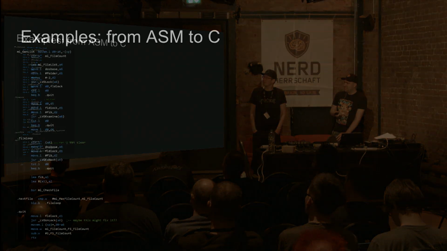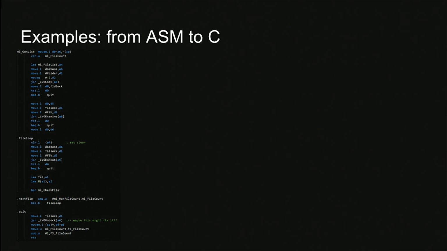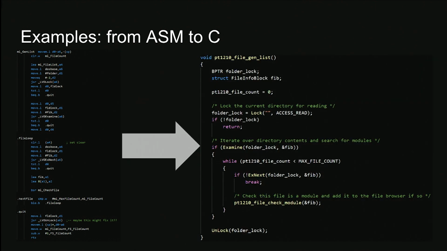So this is an example of an assembler function that we rewrote in C. This is the function that generates the file browser list, so when you start PT-1210, it looks in the current directory, it scans over all the modules, and if it's a valid module, it adds it to the list. And that turned into something like this. So it's a little bit shorter, it's a bit easier to understand. You can see there's a loop. It's easier to call the operating system functions like examine and lock from C. You don't have to set it all up into the registers. You can just say the function, it's just so much more readable.